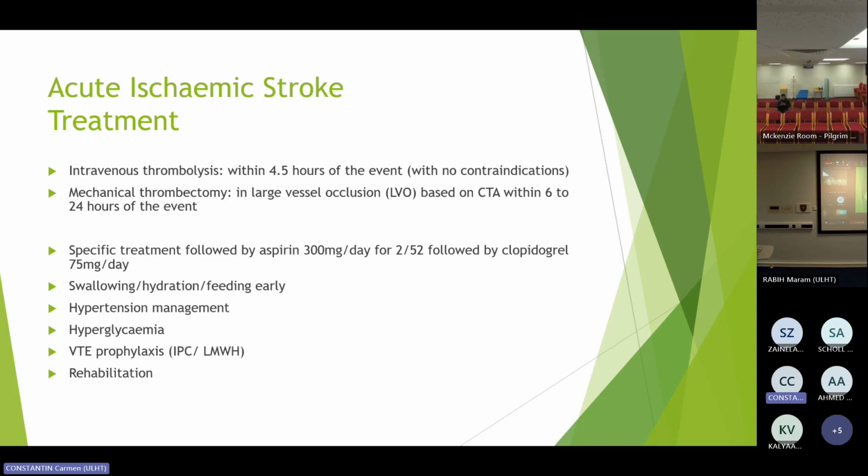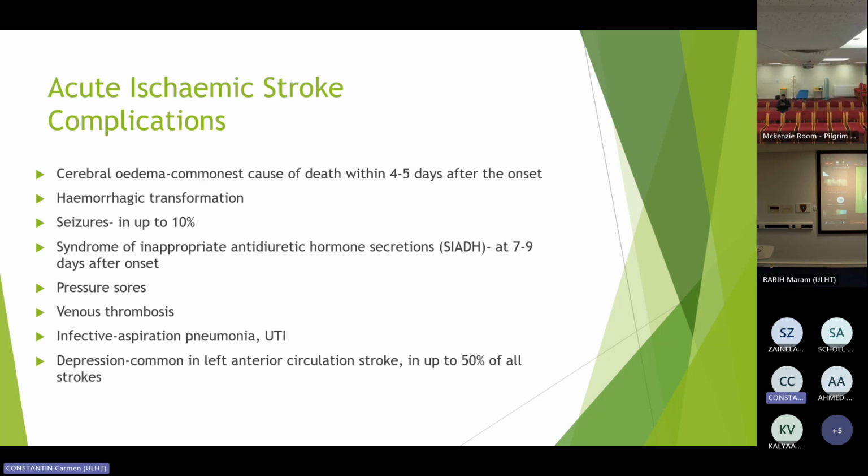And yes, rehab. When I say rehab, it is a joint stroke MDT, so it's covered by the physiotherapy team, occupational therapy, speech therapist, and dietitian. What are the complications in ischemic stroke? Cerebral edema is the commonest cause of death within the first 5 days after the onset of the stroke. Hemorrhagic transformation is another complication which is generally expected, especially in large strokes. We could have hemorrhagic transformation within the core of the stroke.